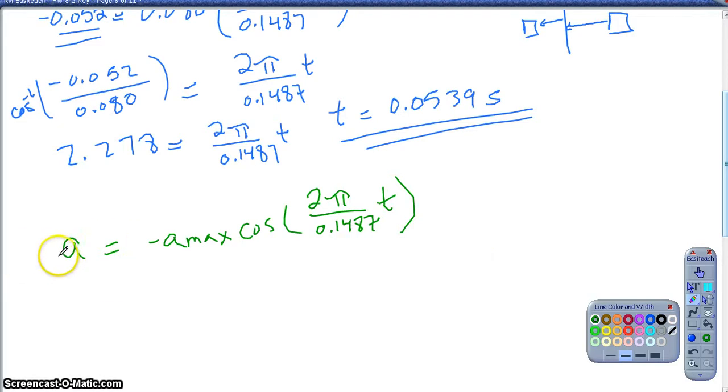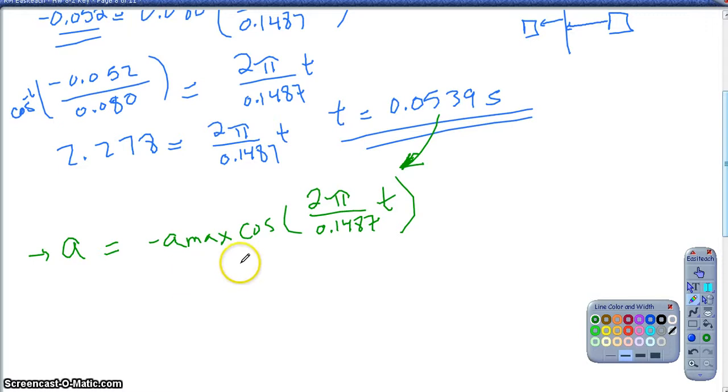But what I'm going to do is I'm going to go ahead and just jump in with this equation. So I know my acceleration at any instant in time equals negative the maximum acceleration times the cosine of this whole function here. I just found the time that it takes me to reach that position. So that was the whole point of finding the time, is I can substitute that time in. So then the only variable I have left to solve for is my maximum acceleration.